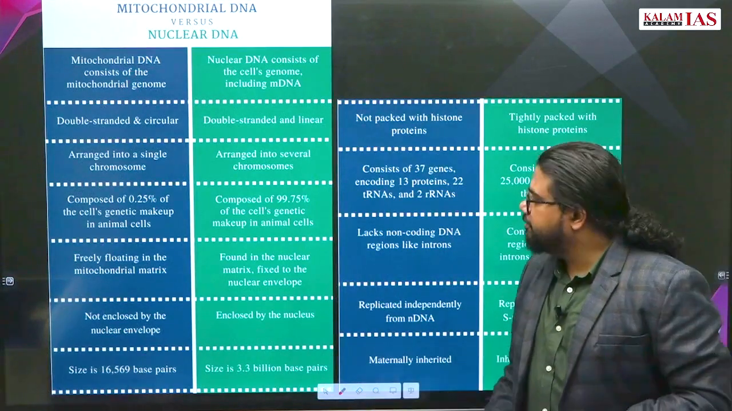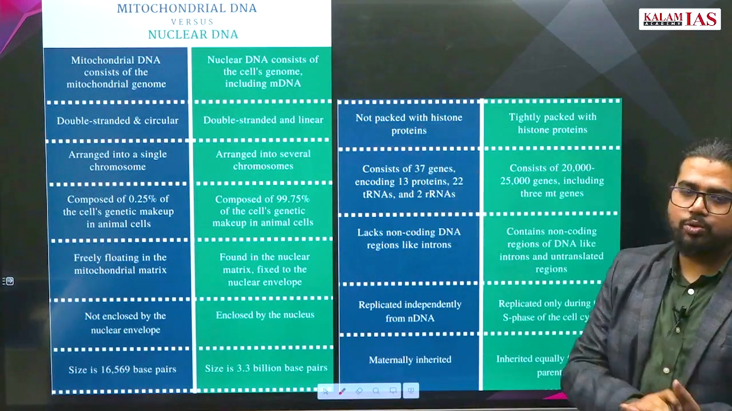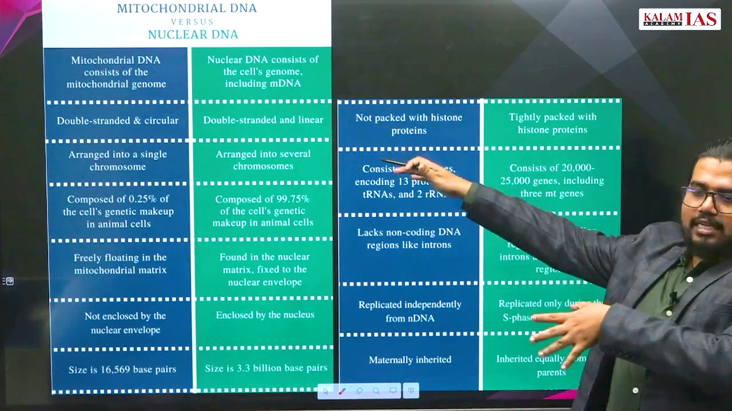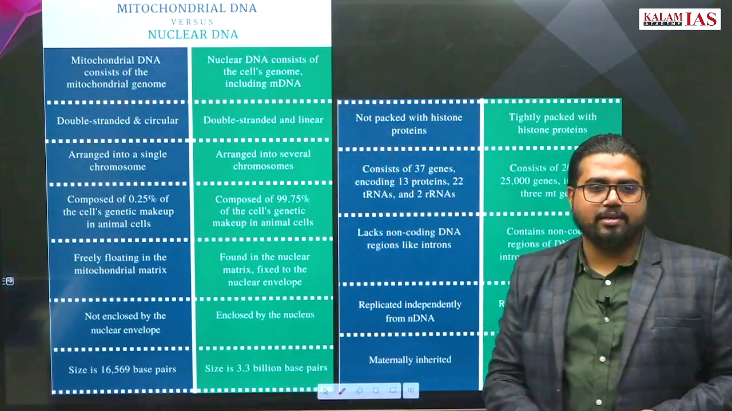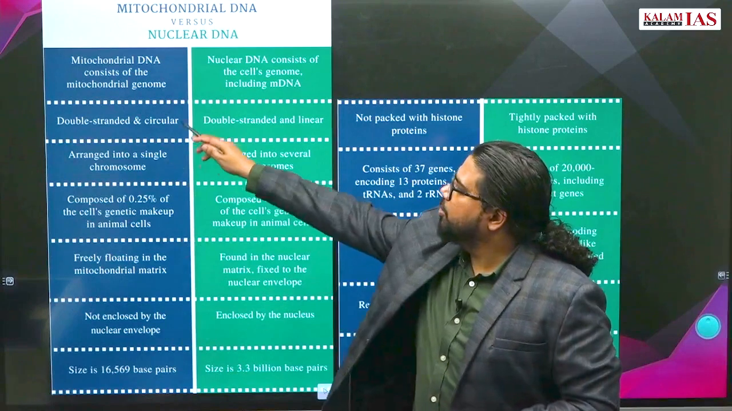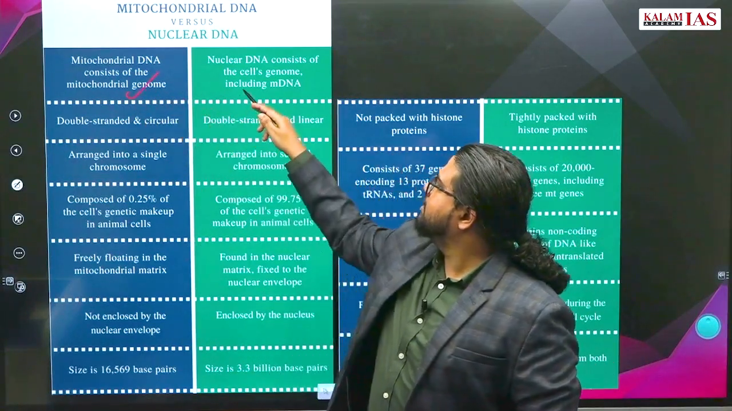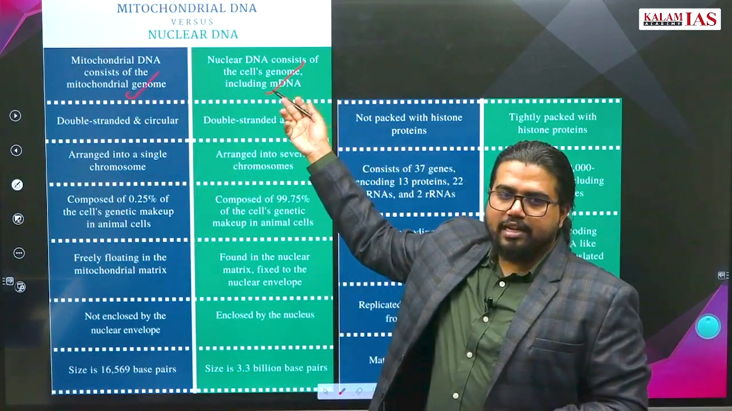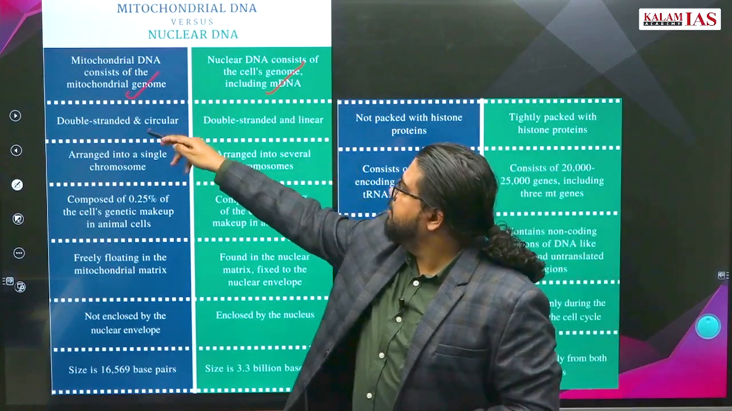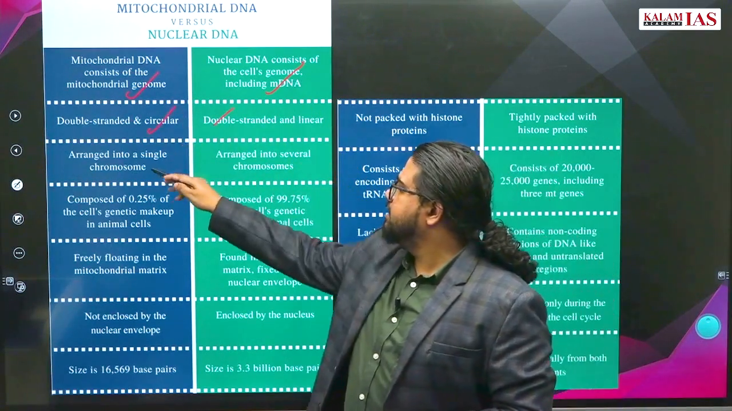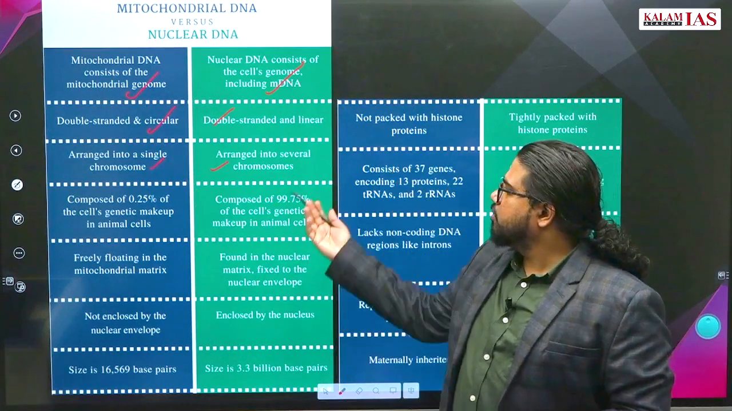What is the difference between mitochondrial DNA and nuclear DNA? This was one major aspect in his study, that's why we are covering it here. Mitochondrial DNA consists of the mitochondrial genome. This is like nuclear DNA. Both are double stranded. Nuclear DNA is arranged in several chromosomes.